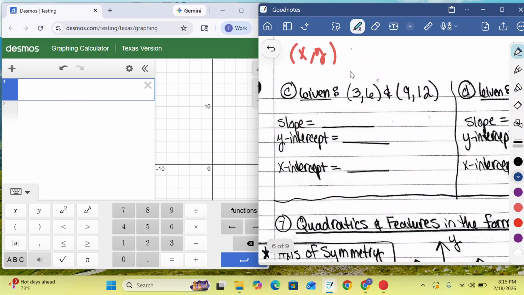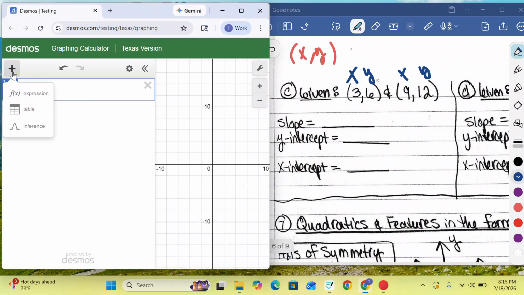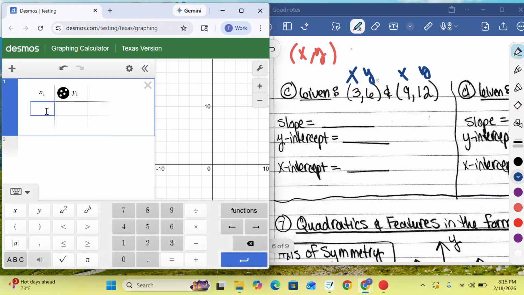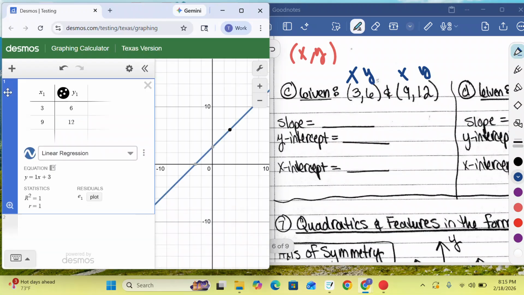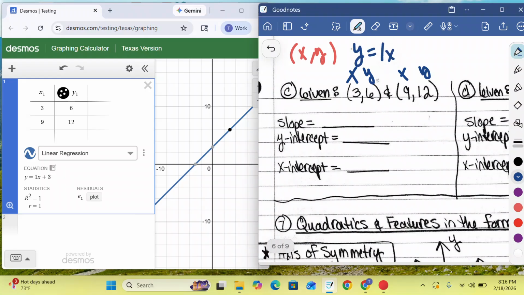The only work I have to do is identify this is x, and this is y, and this is x, and this is y. So then I'm going to input. I'm going to put the plus sign, and I'm going to put it into a table. I'm going to put 3, 6, and no comma needed. And I'm going to put 9, 12, and no comma is needed on the table. Now I have my 2 points. I'm going to press the leaf, and there is my equation. It pops out. Desmos does it for us, and I'm going to get the equation, and I'm going to say, well, it's y equals 1x plus 3.